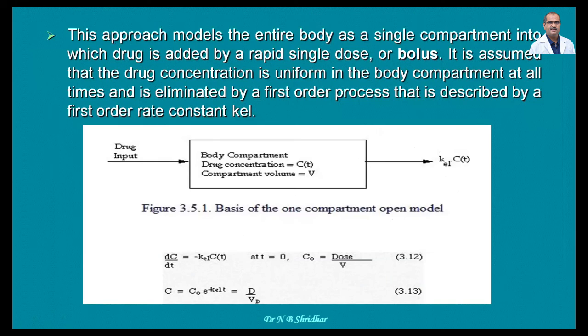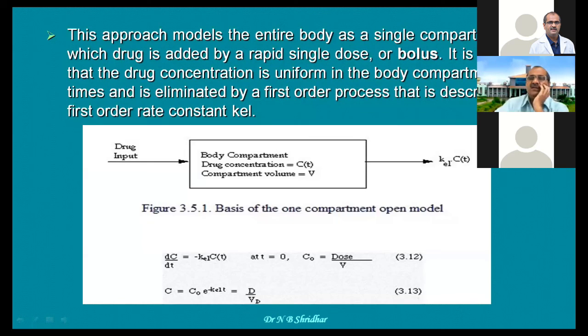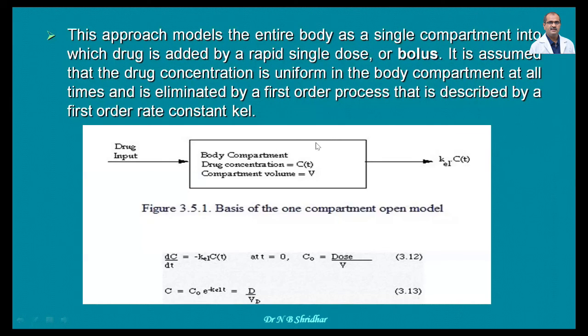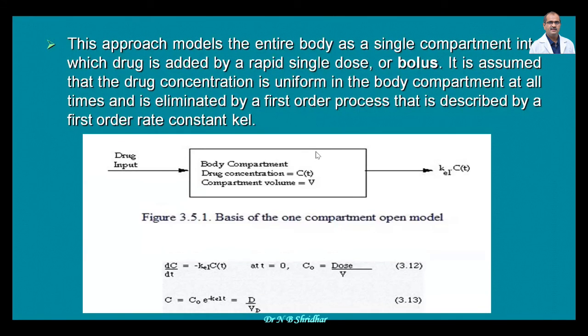What is first order kinetics? In first order kinetics, drug elimination is directly proportional to its administered dose. The concentration, the total quantity of the drug, and the elimination are directly proportional. Whereas in the case of zero order kinetics, it is independent. It happens like that only.